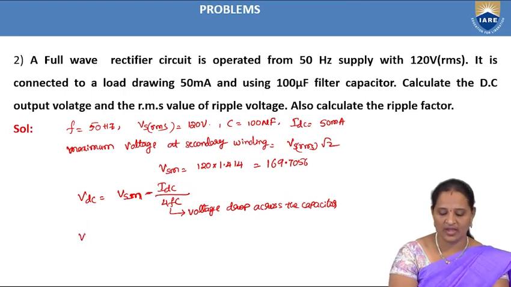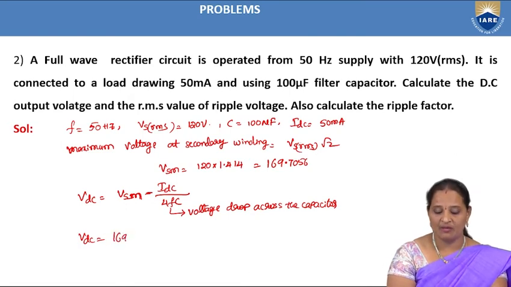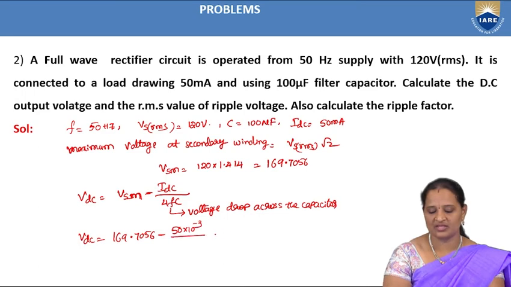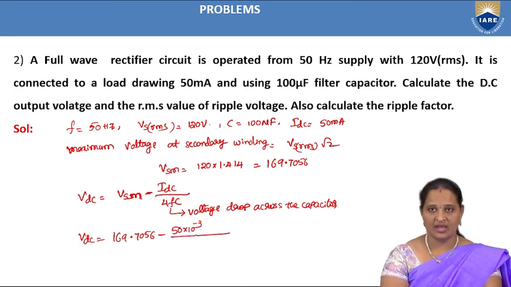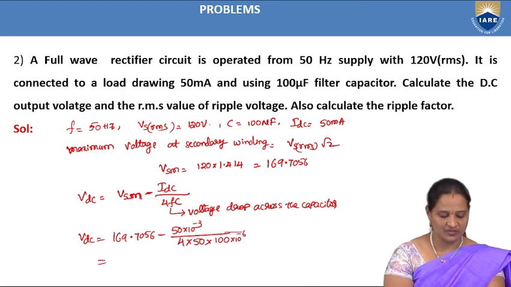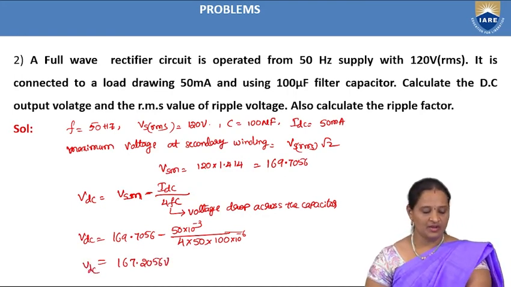As you already know, the maximum voltage at the secondary winding is given by 169.7056 minus IDC, which is 50 into 10 to the power of minus 3, because IDC is 50 milliamperes, and 4 into F, which is 50, and C is given, 100 microfarad, 100 into 10 to the power of minus 6. If you calculate this value, we will get the VDC value as 167.2056 volts. This is the value of VDC.